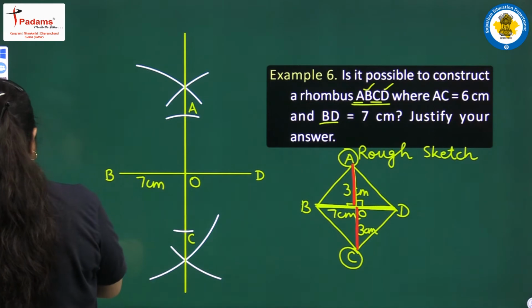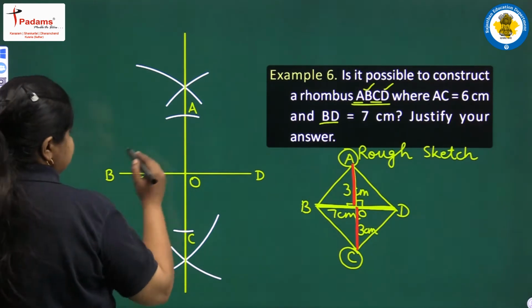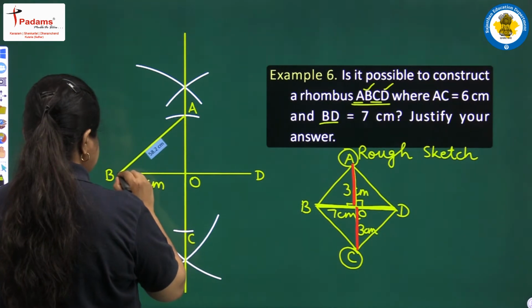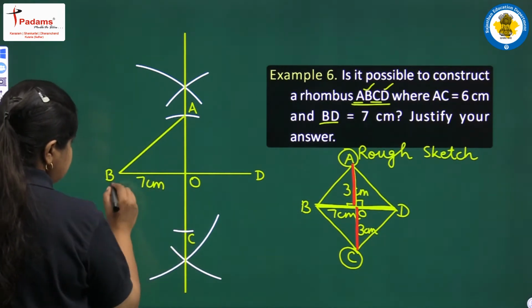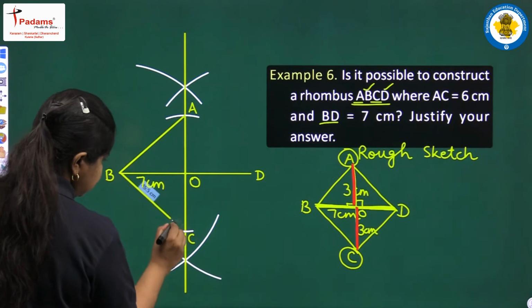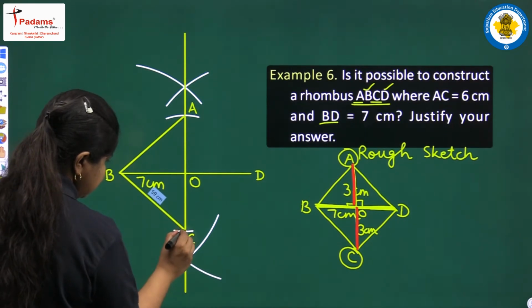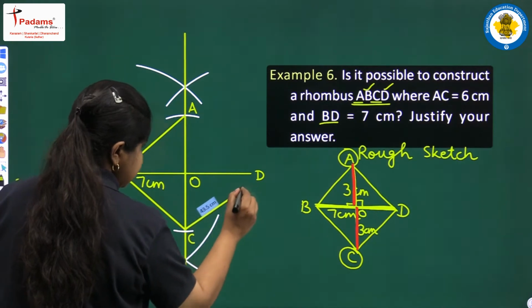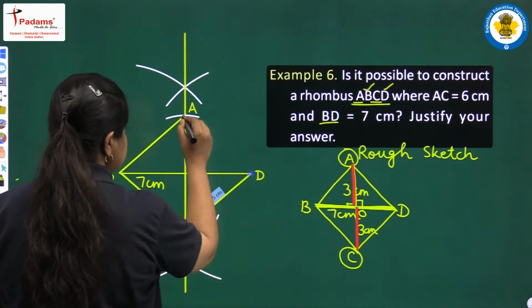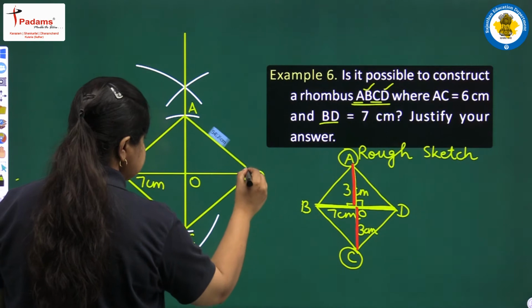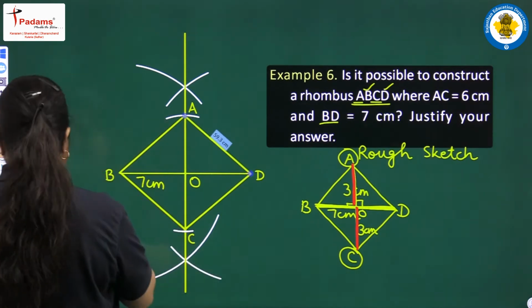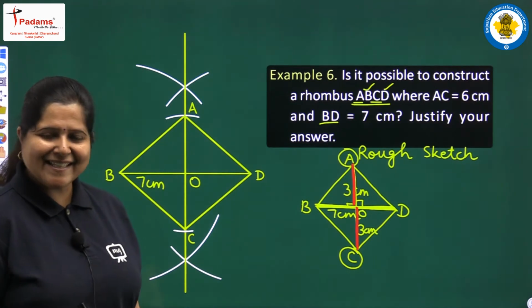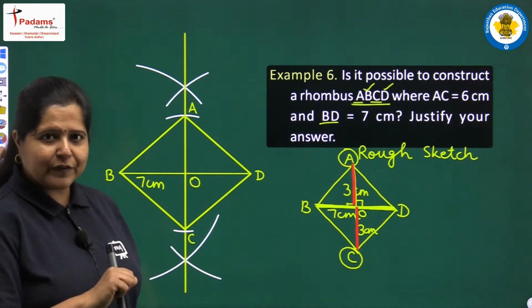So we will use a scale to join any 2 points. This is the line segment AB. Then we will join BC. Then we will join CD. And then we will join AD. With this, our rhombus is complete. A beautiful figure, isn't it? I hope you all must have drawn along with me.